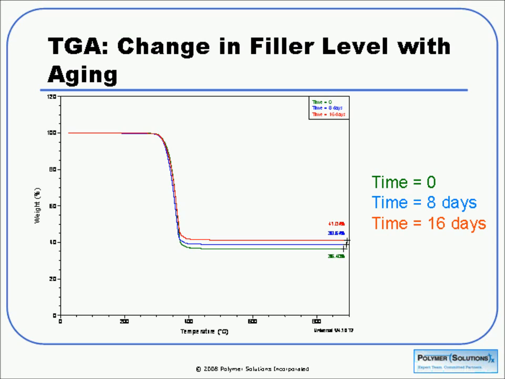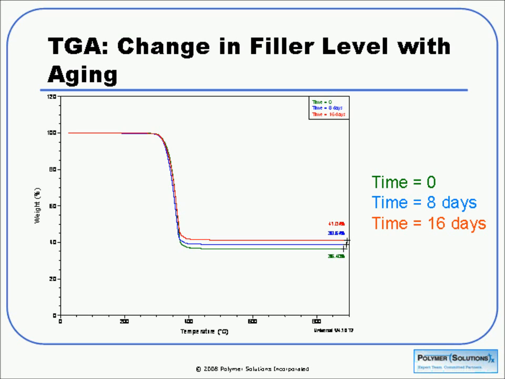Now we can also use TGA to look at filler level in samples. Polymers are often filled with inorganics, talc, titanium dioxide for various reasons. The polymer portion of the sample is usually going to burn away by 400 to 500 C, especially if you're in air. And the mass remaining at the end of the run then is going to be representative of your filler. So this is a way to measure how much filler is in your sample.